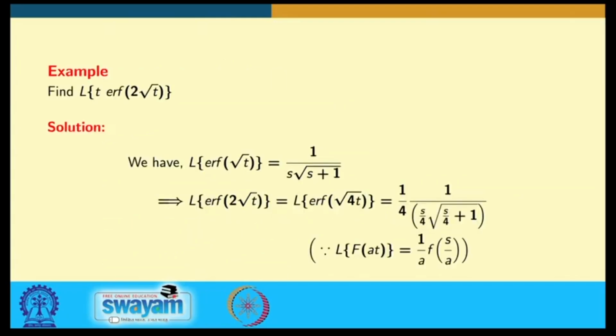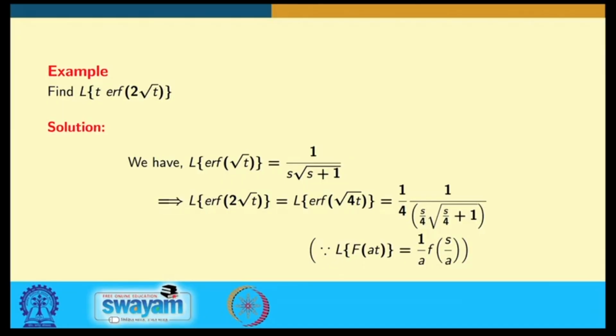Now, let us see quickly the Laplace transform of erf of 2 root t. The last one was the Laplace transform of erf of root t, which I already know is 1 by s into root over s plus 1. Using the property, the Laplace transform of erf of 2 root t is equal to the Laplace transform of erf of root over 4t. I can bring 2 inside the root, and once I know this root over 4t, t will be replaced over here. So, I am getting 1 by 4 into 1 by s by 4 into root over s by 4 plus 1.